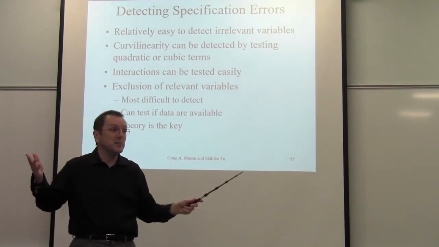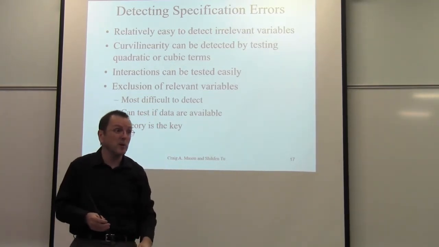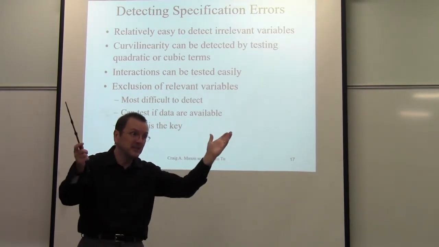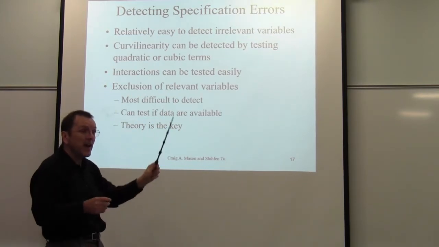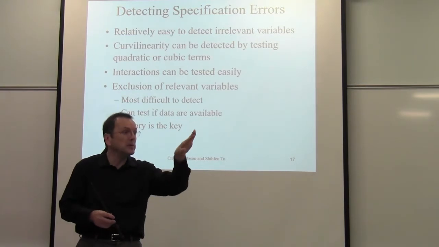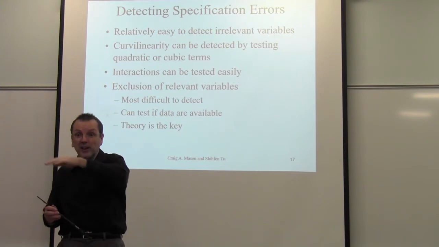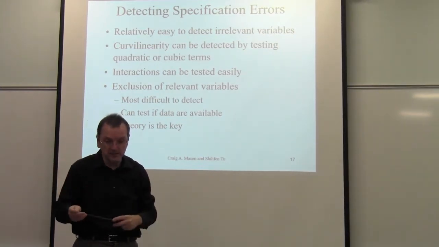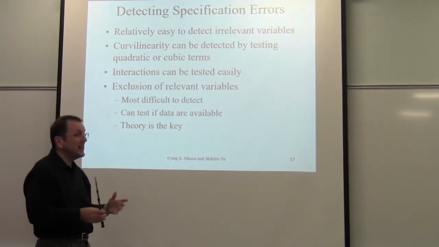Irrelevant variables are easy. They're just not significant in your model, and you can look at the simple correlation. They're not related, they're not correlated, when you put them in the regression equation. So it's easy to detect the irrelevant variables. Curvilinearity is easy to detect. Just throw in a quadratic term and see what happens. Is it significant or not? Or a cubic term if you think there might be that sort of leveling off. Interactions, we can just test. So again, we know how to do that. Excluding relevant variables is a lot more difficult.